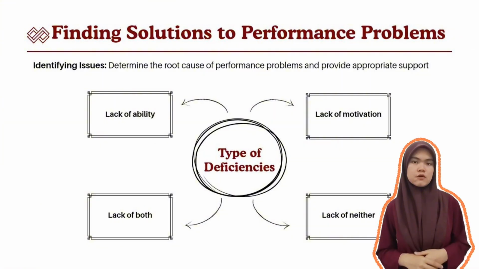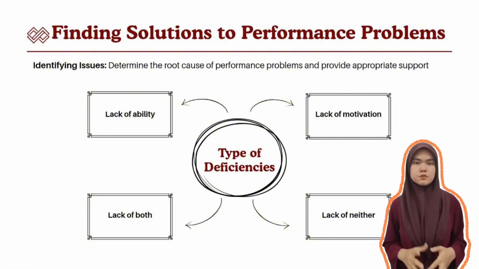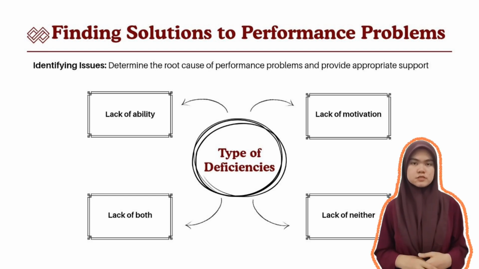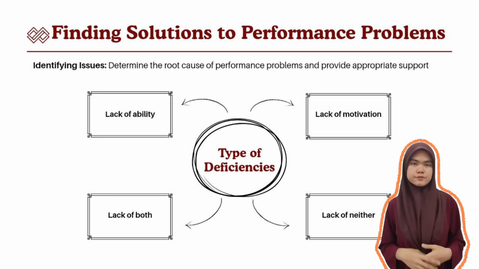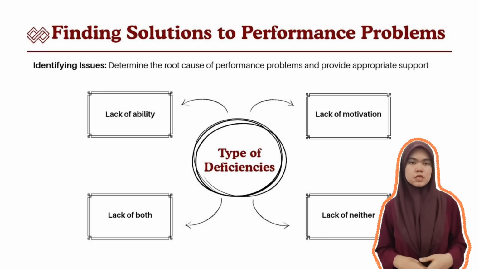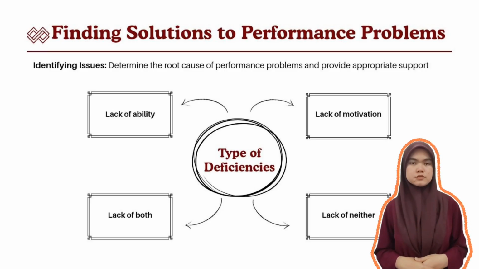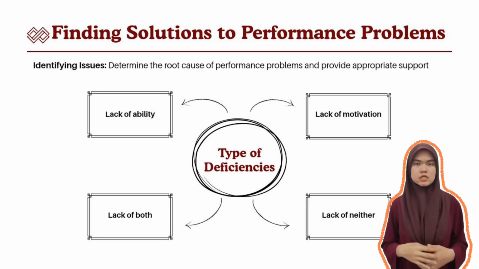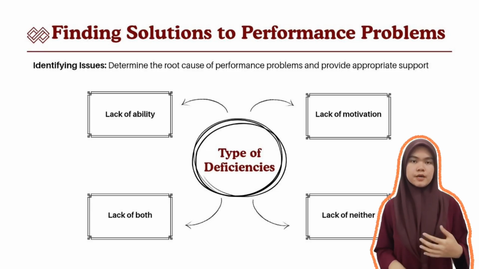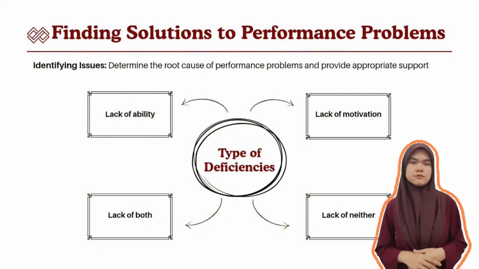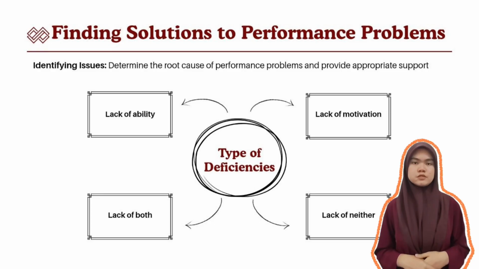The final type is lack of neither. These employees possess both the skills and motivation needed to perform well. They are often high performers who consistently meet or exceed expectations. For these employees, managers should provide growth opportunities, career development programs, and rewards to maintain their motivation and encourage continued excellence. By correctly identifying the type of deficiency, managers can implement the most suitable solution and help employees improve their performance effectively.